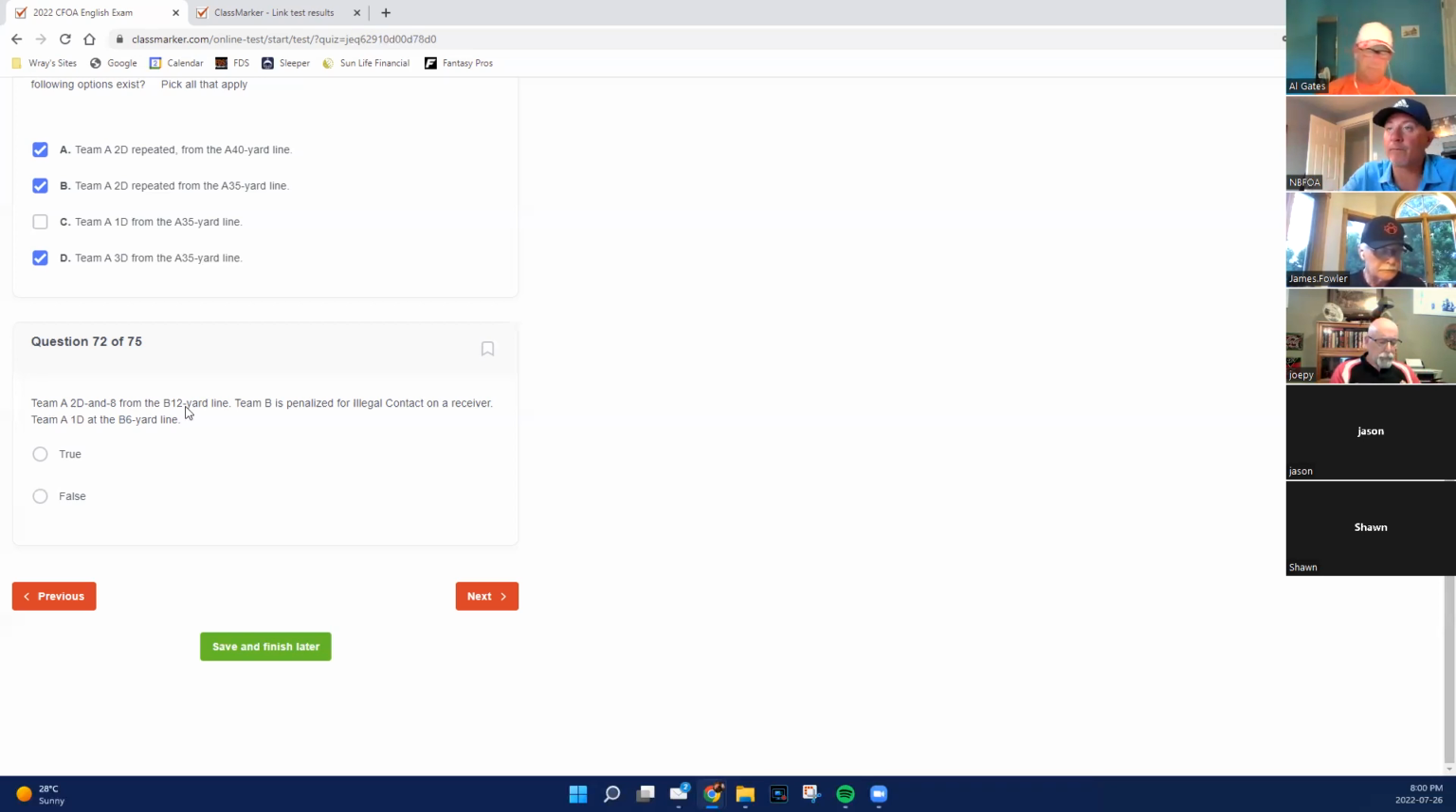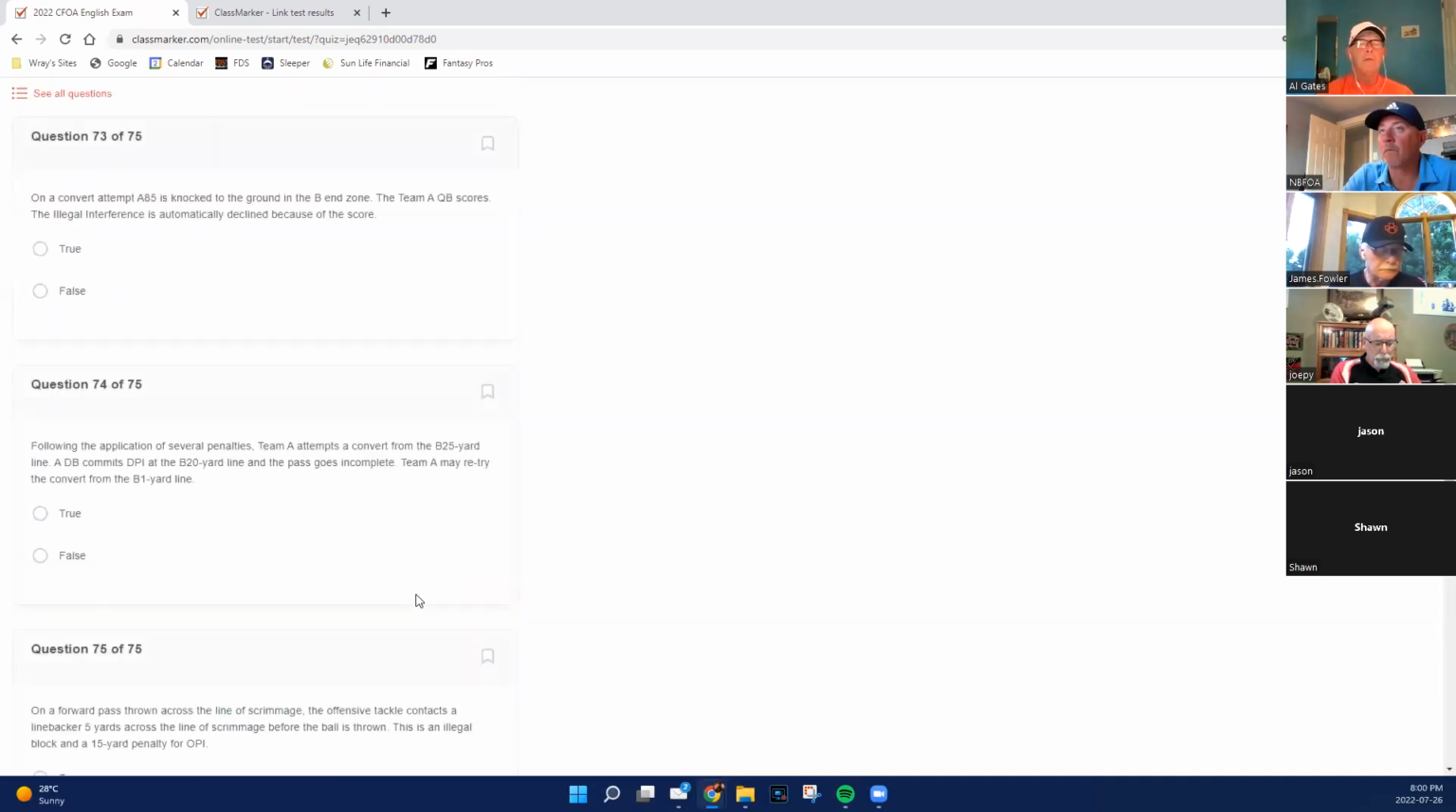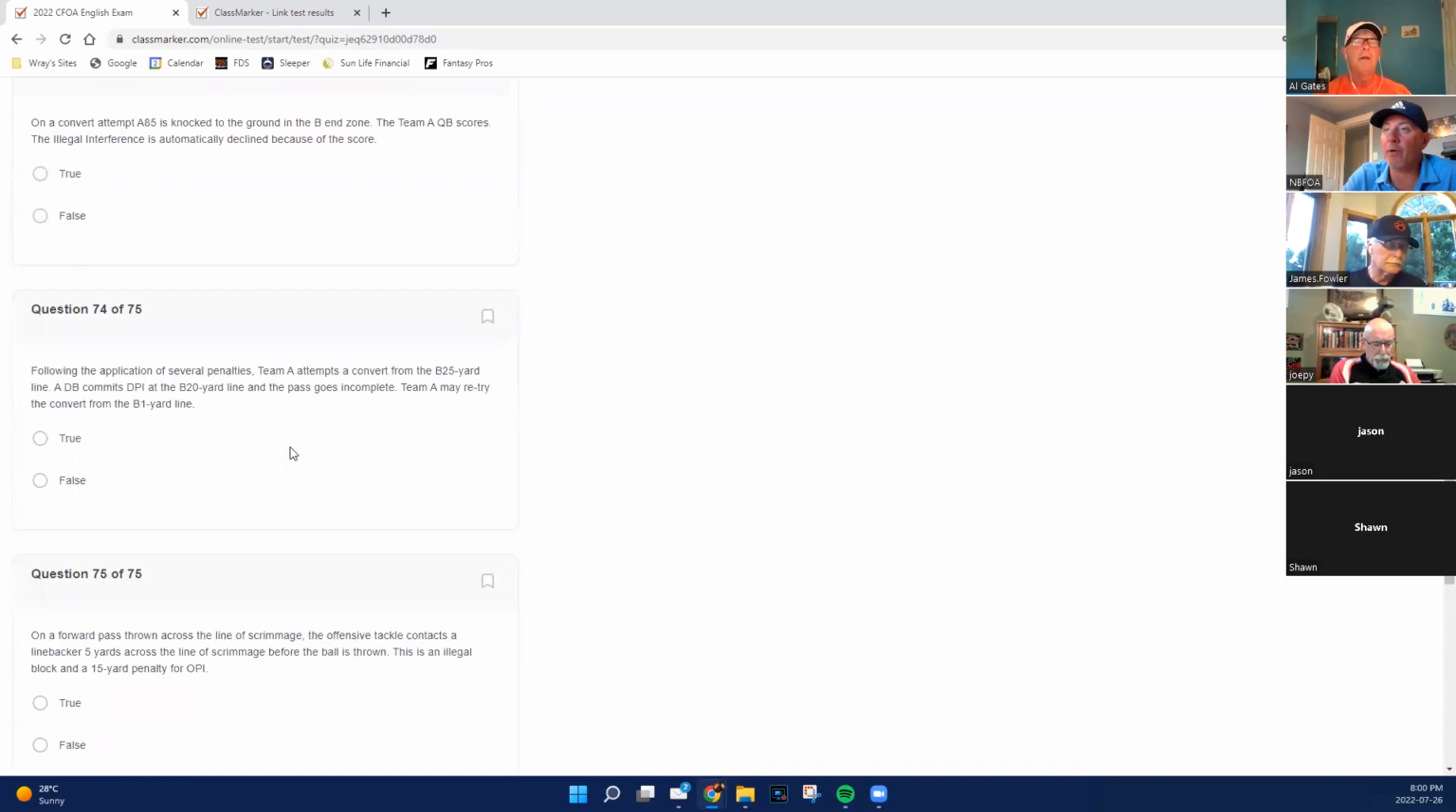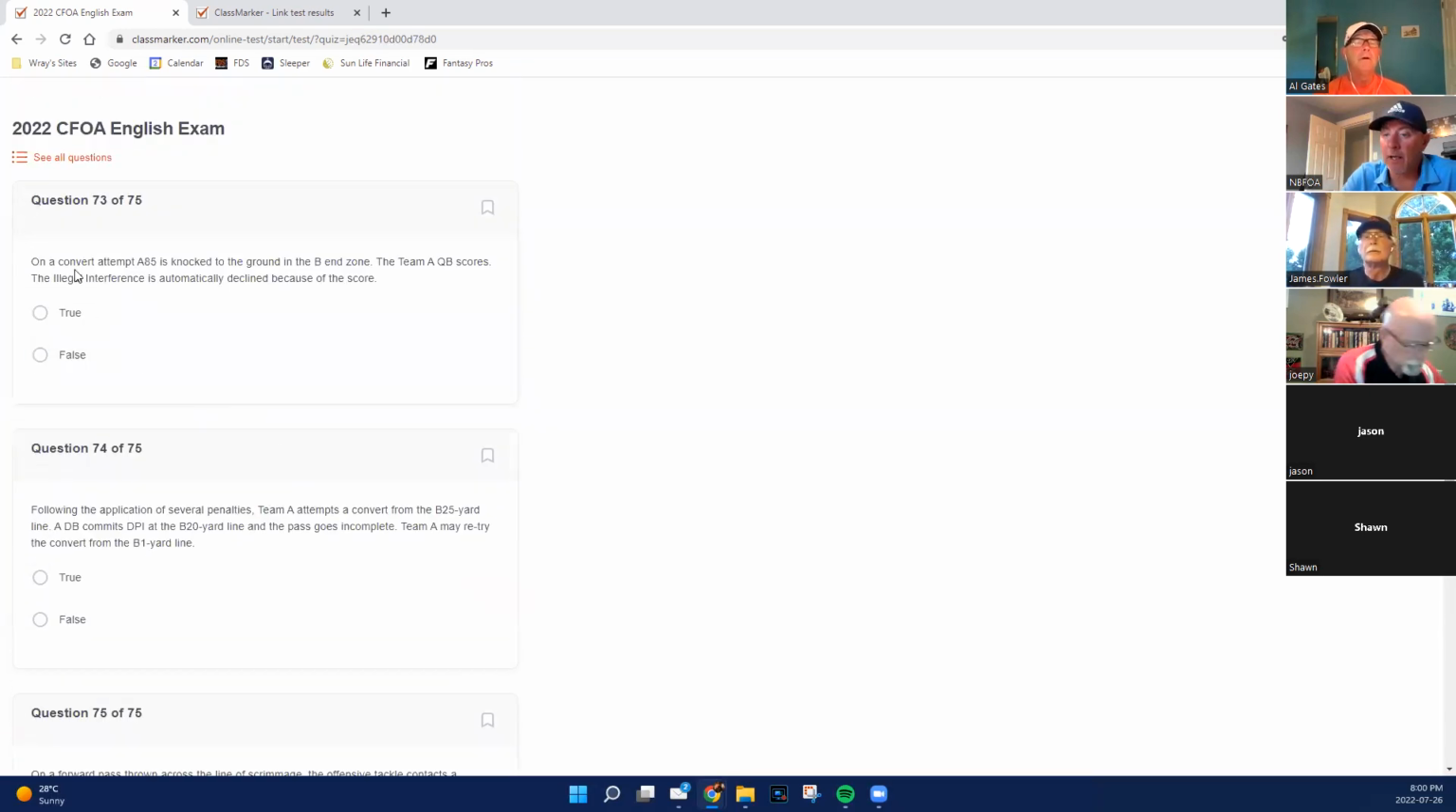Okay. All right, we got 3 more questions here. On a convert attempt, A85 is knocked to the ground in the B end zone. Team A QB scores. The illegal interference is automatically declined because of the score.